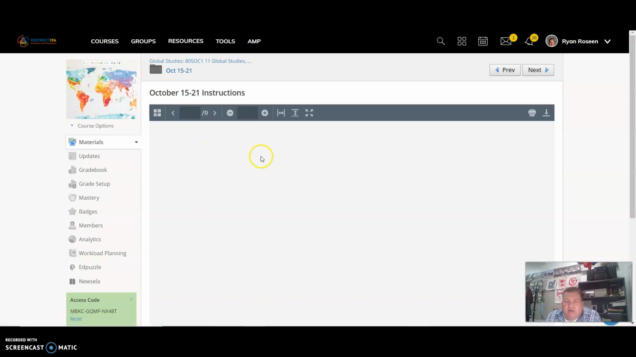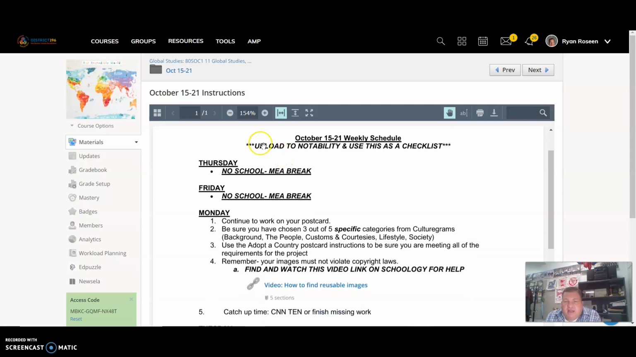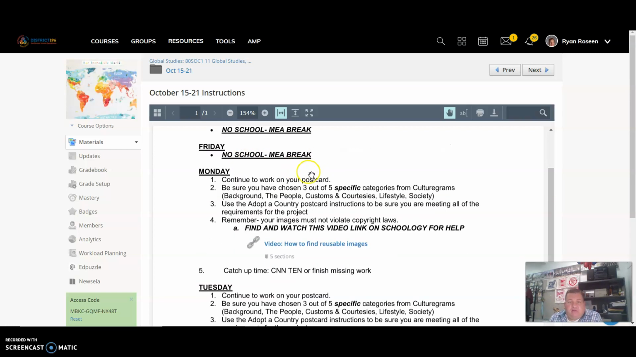First thing I want to make note of, I hope that you take advantage of this. Take this and put it in Notability where you can then use it as a checklist, where each day you can cross out each step to make sure that it's done. Again, what I'm noticing is that a lot of people are missing instructions and not following through, and I hope this helps. Thursday and Friday, no school for MEA break. You don't have to do anything.